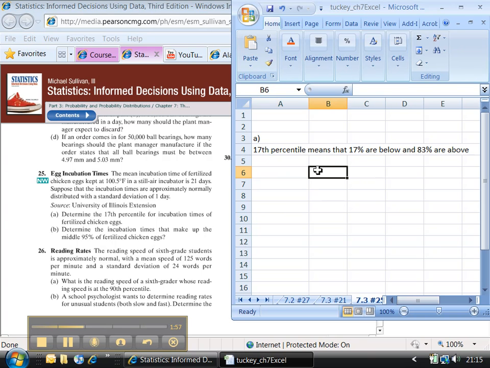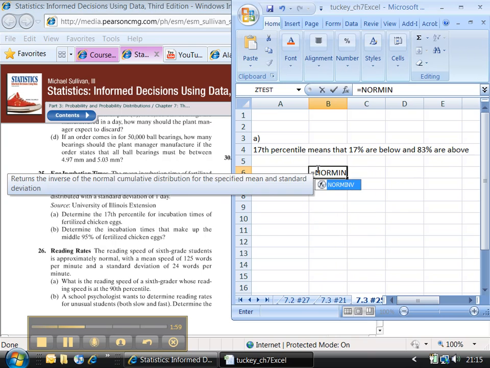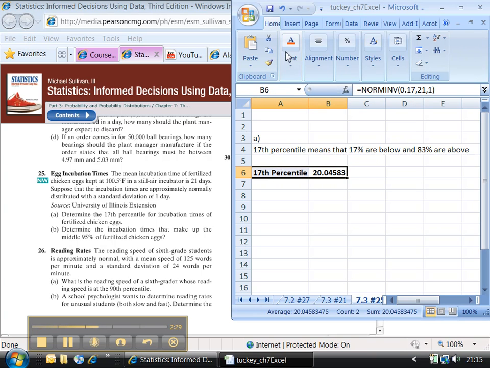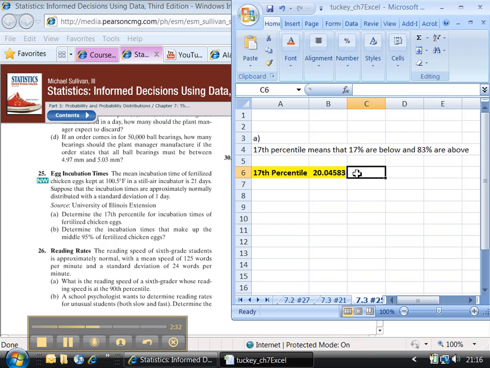All right, so let's do it. Norm inverse. This is it, norm inverse. Now it wants the probability. Now don't forget, we've run into this problem before. Excel will only take left tail probabilities. Luckily for us, percentile is a left tail probability, so we can type 0.17. The mean was 21. The standard deviation is 1. There we go. There's the 17th percentile. Done. Technically it's days, I suppose, so I should probably put a unit, days.